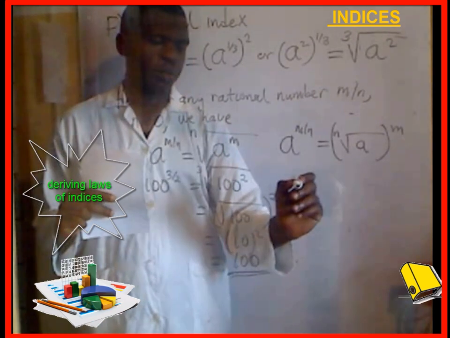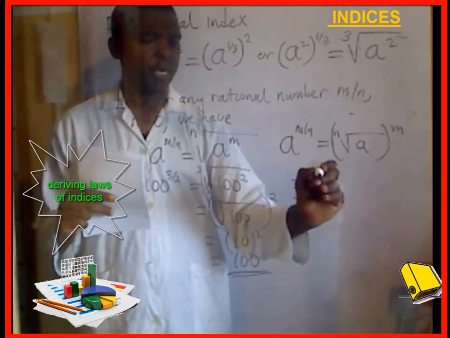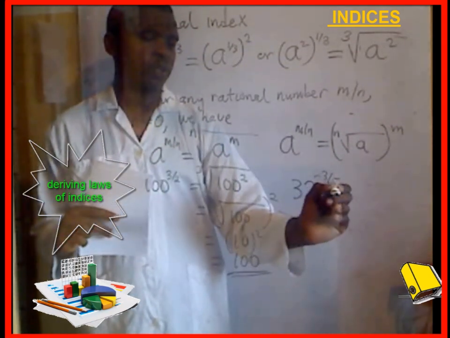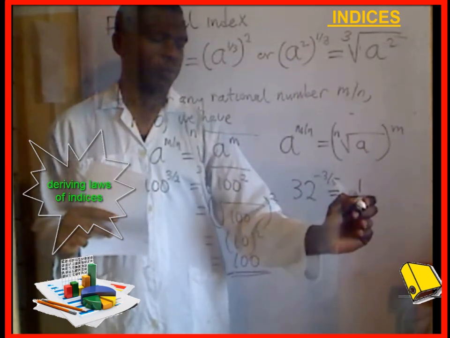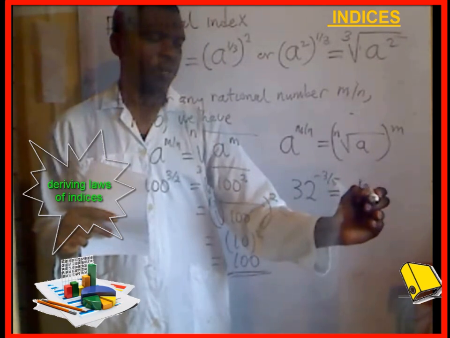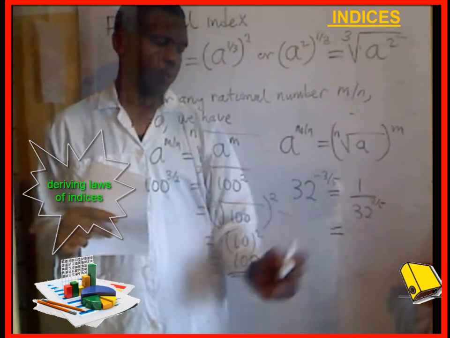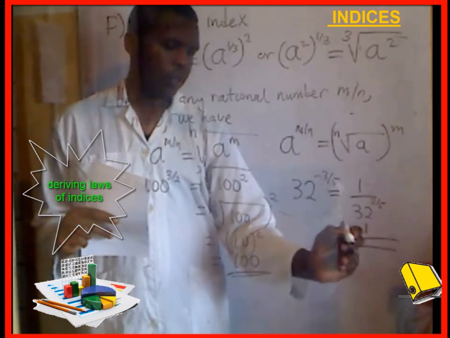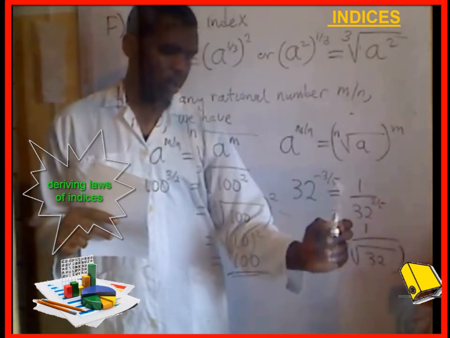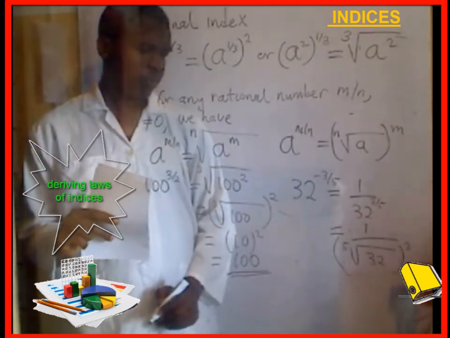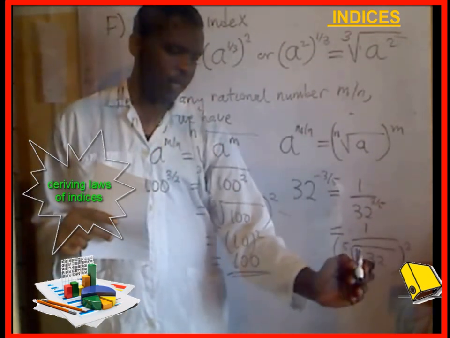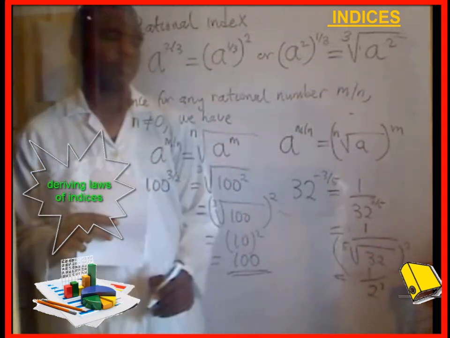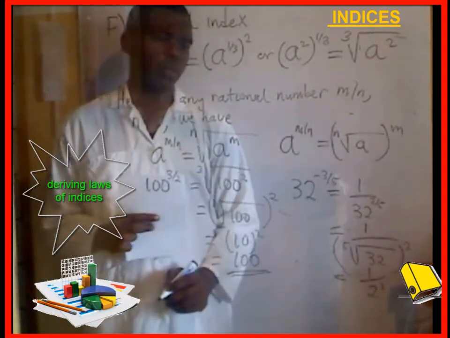Let's do 32 raised to the power minus 3 all over 5. Let's first of all remove this negative index. This will give us 1 all over 32 raised to the power 3 all over 5. This will be equal to 1 all over the 5th root of 32 cubed. This is equal to 1 all over, what is the 5th root of 32? Which is 2. This is 2 cubed. I've simplified this applying the laws of indices.